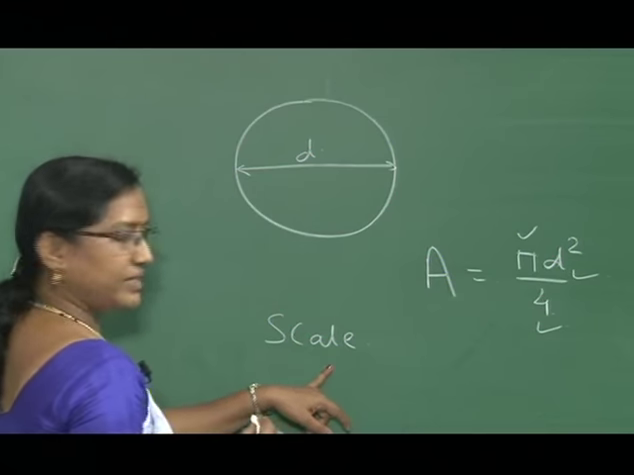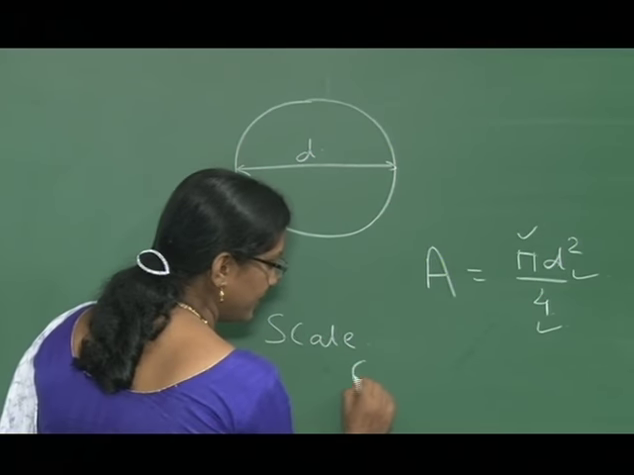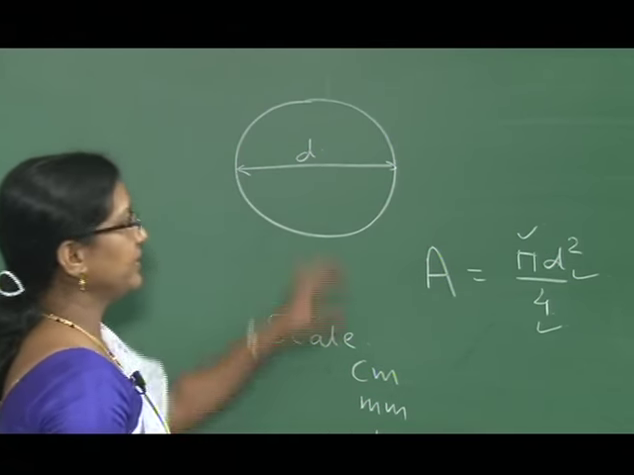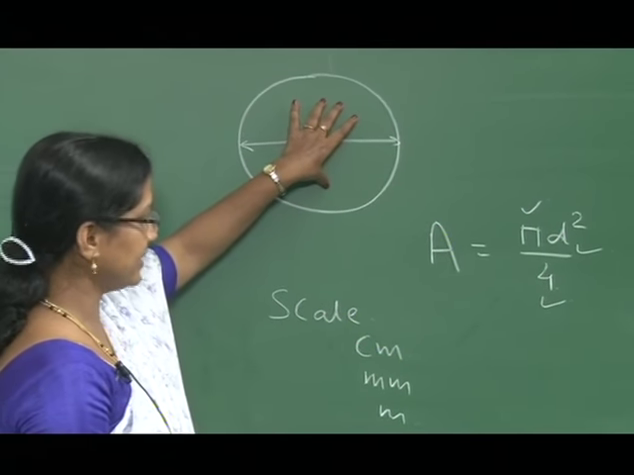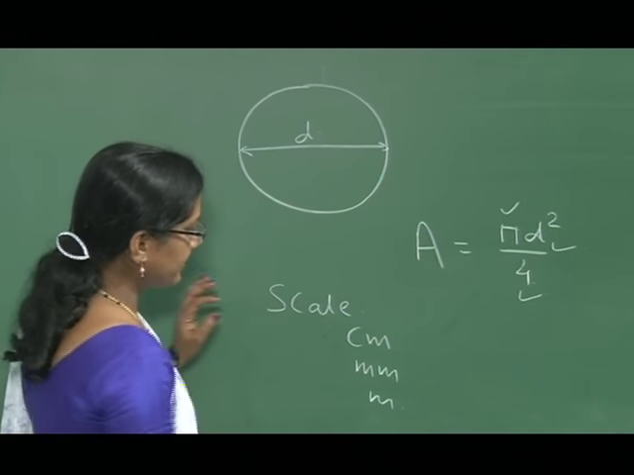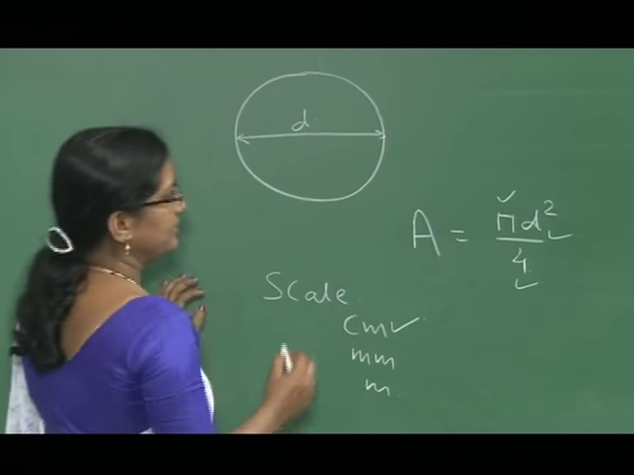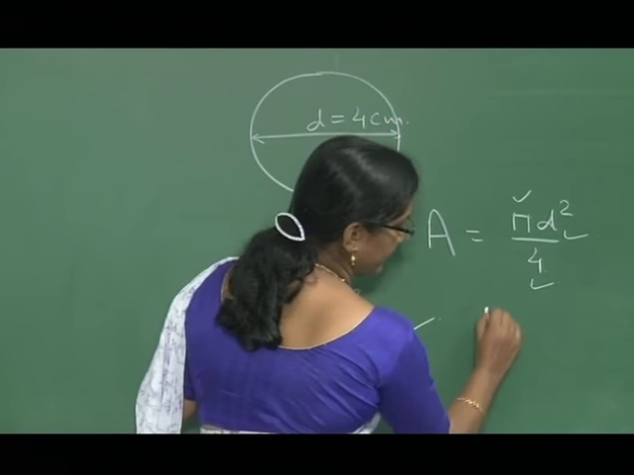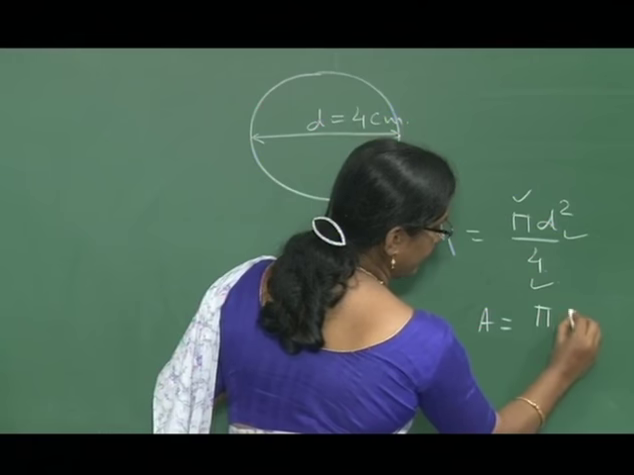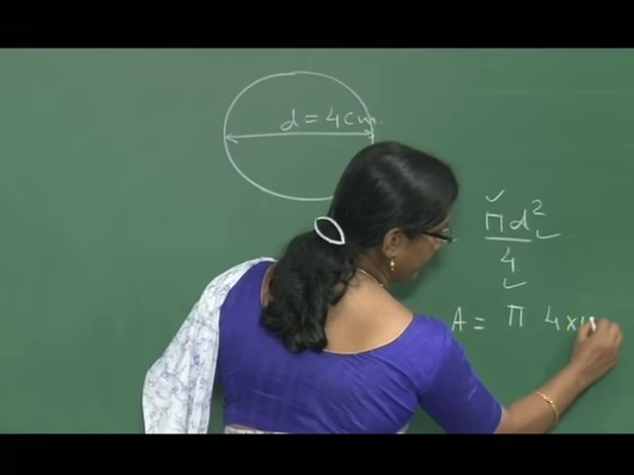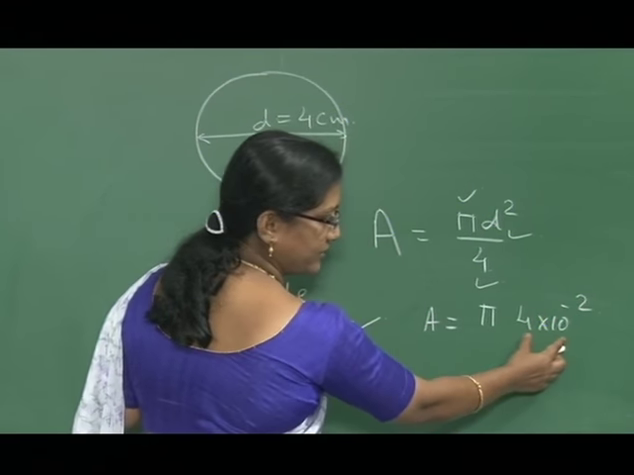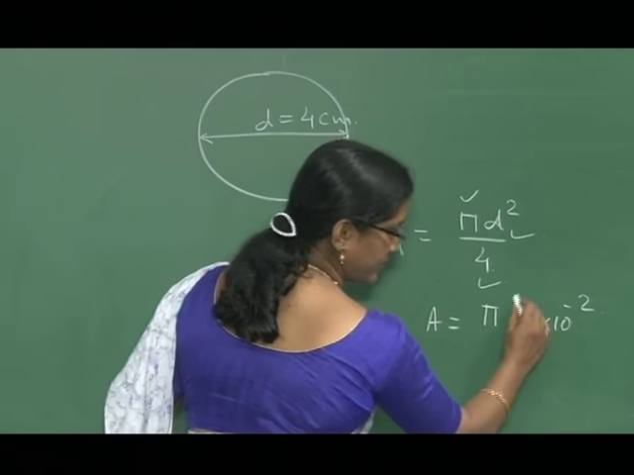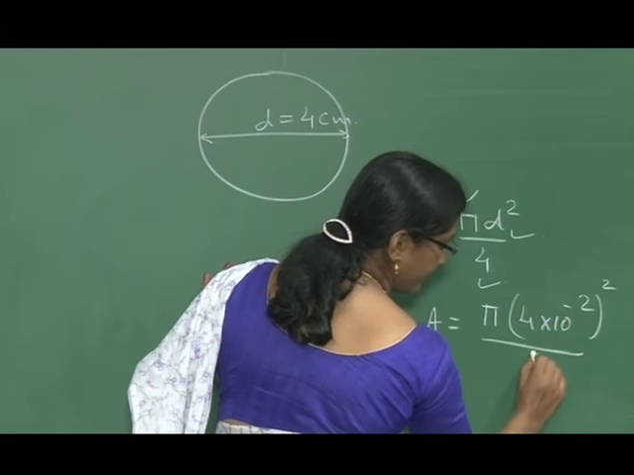So, this scale will give the measurement in terms of centimeter or millimeter or meter. It depends on how much length or width it is. Now, when you consider centimeters, suppose d is equal to 4 centimeter, then what are you going to do? You are going to substitute 4 into 10 to the power minus 2 meter, if you convert into meter. So it is π into (4 × 10^-2) whole square divided by 4.